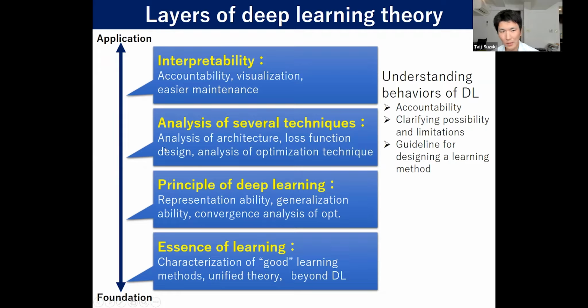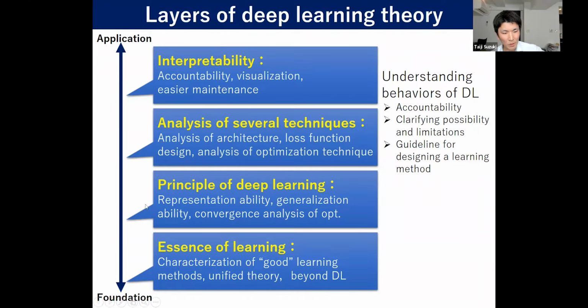The third level is a little more fundamental. This is about the principle of deep learning. At this level, we don't need to take care of individual methods, but we investigate the principle of deep learning that can explain why deep learning works well in practice. We investigate the essence of deep learning here.